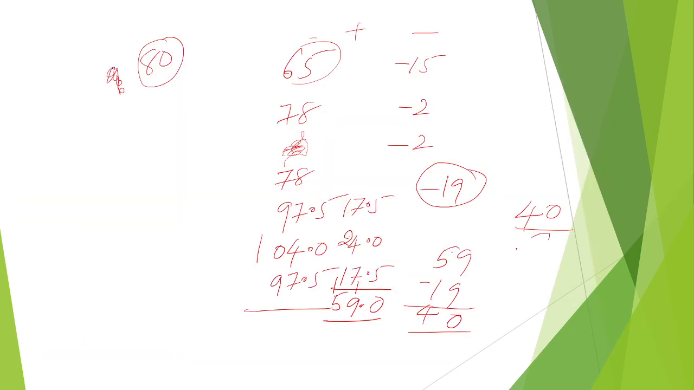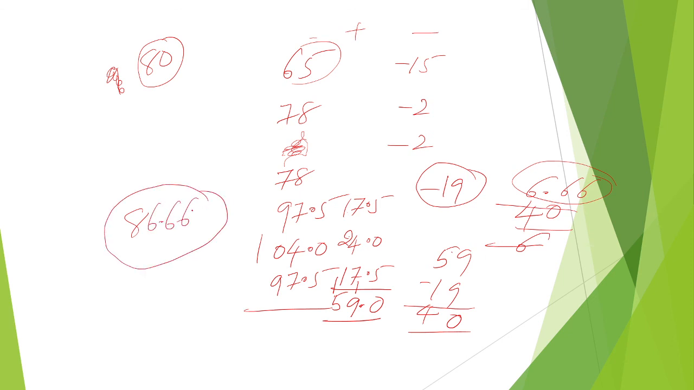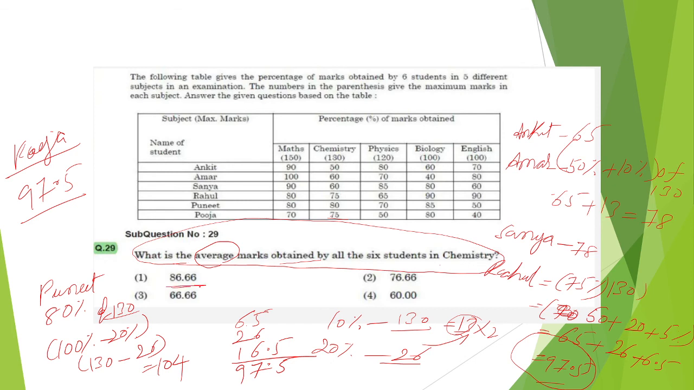Okay, 40 divided by 6 is 6.66. That means the overall marks got by all the students in chemistry is 80 plus 6.66, that is 86.66. Okay friends, this is the right answer.